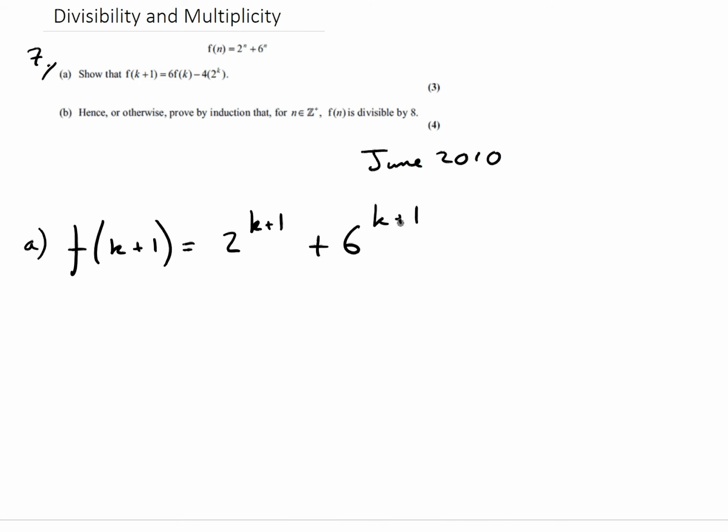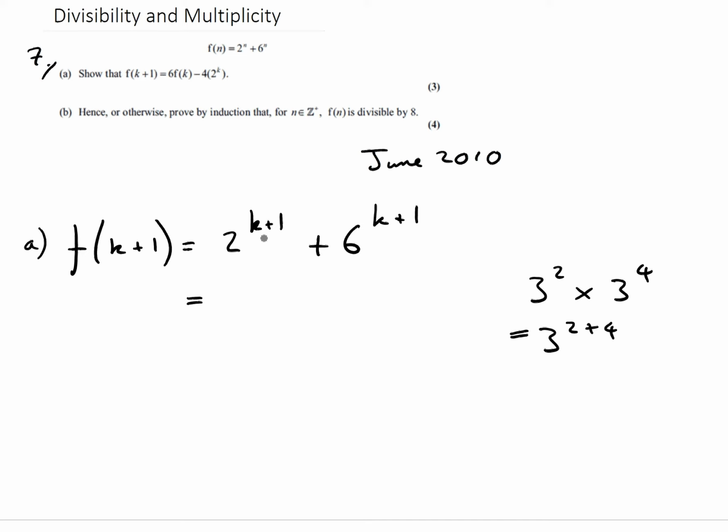Well, that doesn't look like what I want it to look like at the moment. So I'm going to use a little bit of a trick here. This 2 to the power of k plus 1, let's just think about general indices laws. Let's say we have 3 to the power of 2 times 3 to the power of 4. Well, that is the same as 3 to the power of 2 plus 4. So when we multiply two things together, we add the powers.